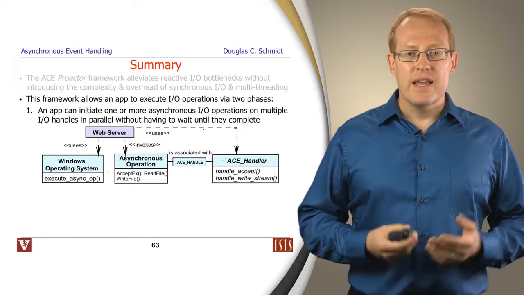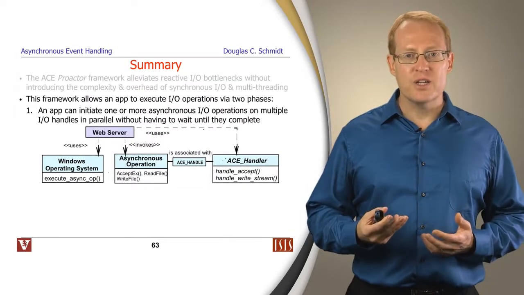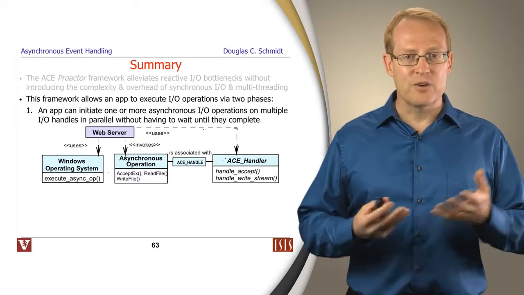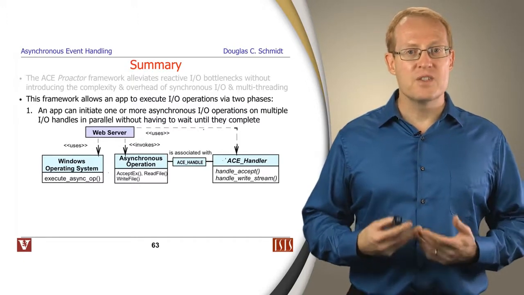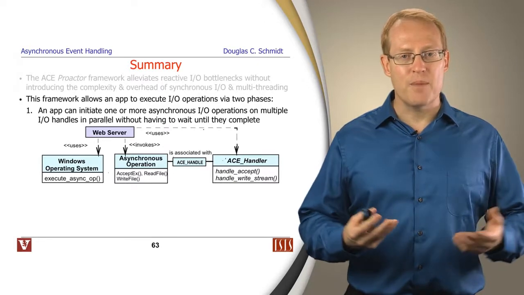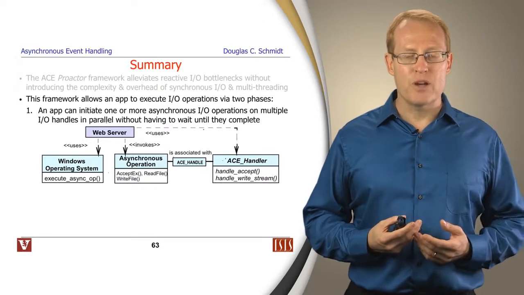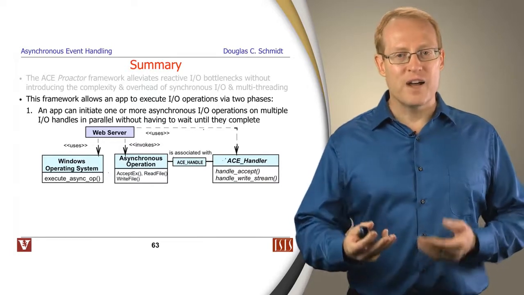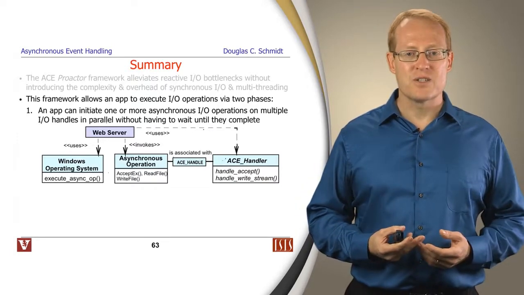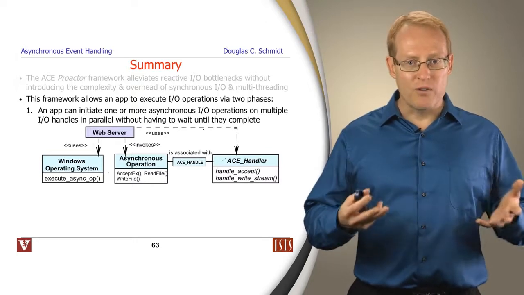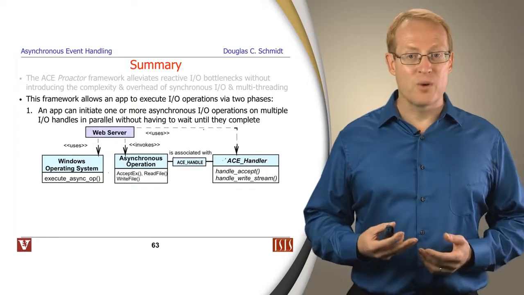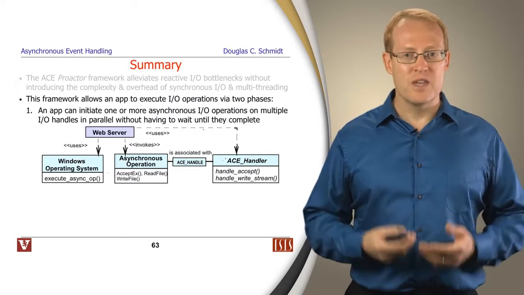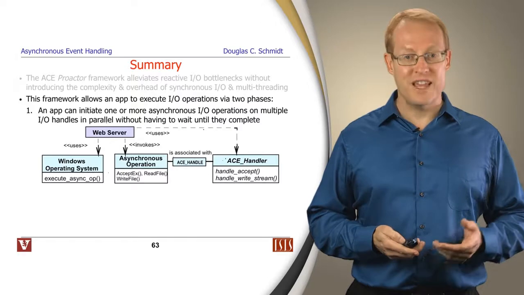The framework allows applications to invoke I/O operations asynchronously in two canonical phases. The first phase is the initiation phase, where they kick off the operations on the asynchronous operation processor, such as Windows, doing things like AcceptEx or ReadFile, WriteFileEx, and so on. These are all operations that are part of Windows. We can abstract away those details using the ACE Proactor framework, but under the hood, that's what's being used. So that's how we kick the operations off asynchronously.